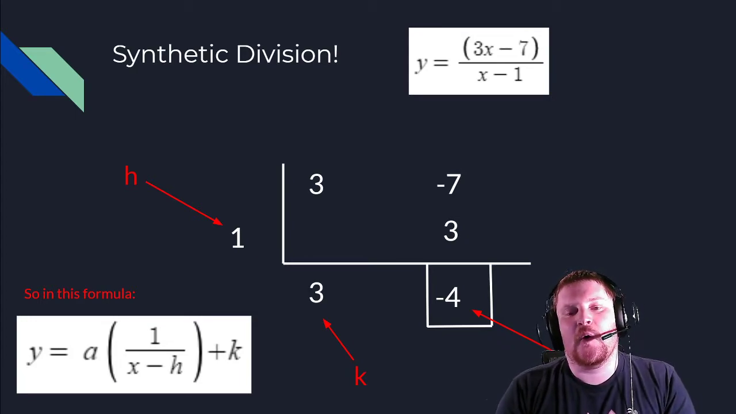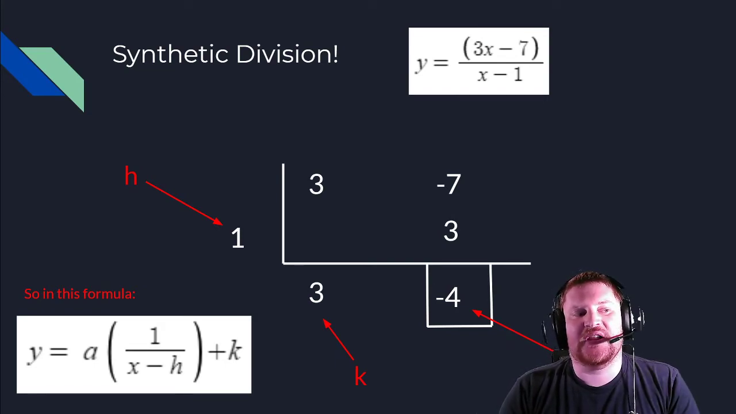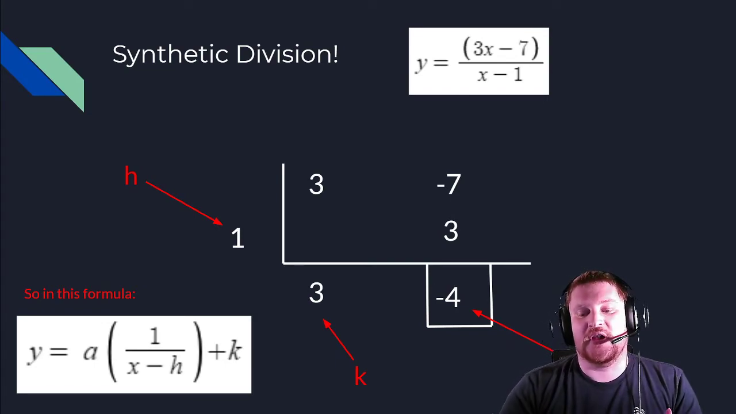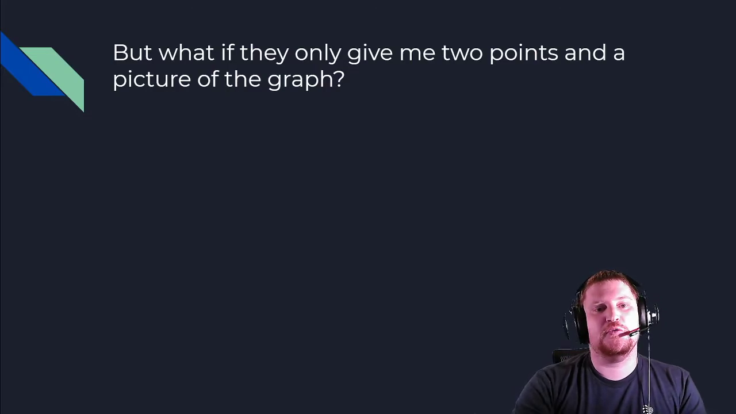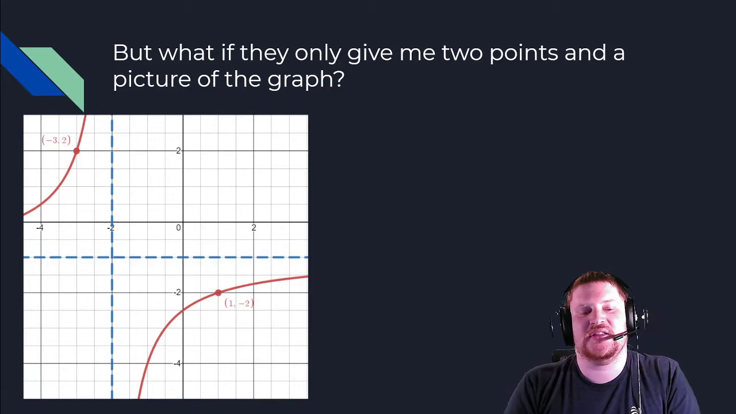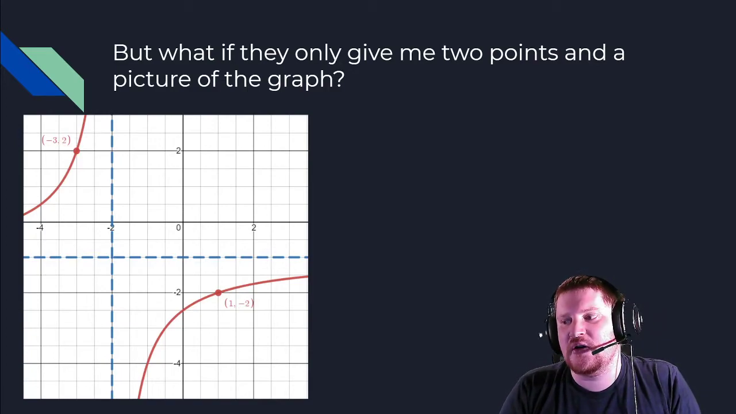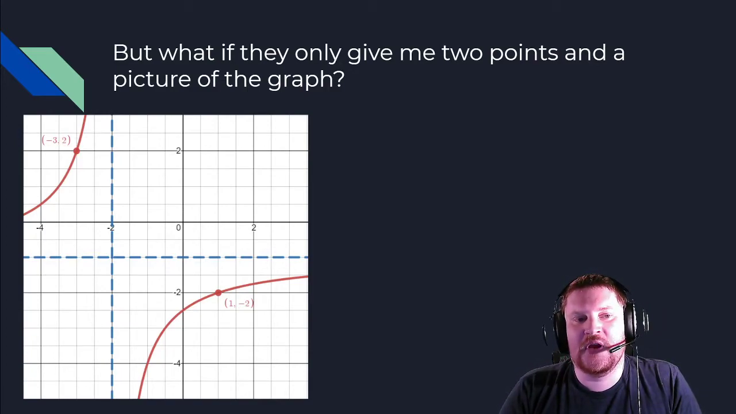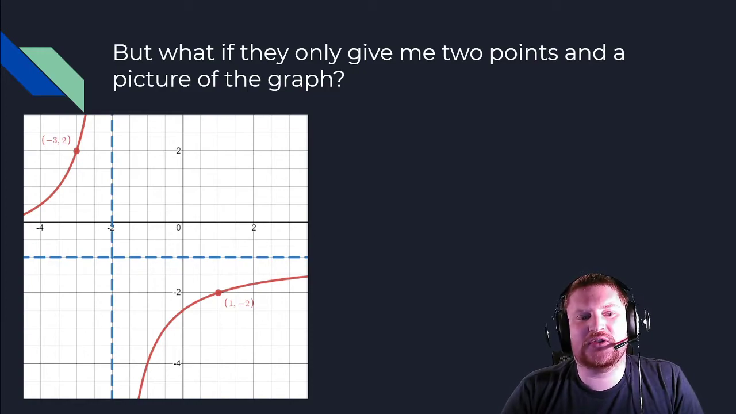However, that's not the only way that they can give you something and ask you to write a formula. They could give you 2 points on a picture. So they could give you a picture like this, and they could say, please write the formula. Now, if you can't see those 2 points because they're too small, those points are negative 3, 2, and 1, negative 2.